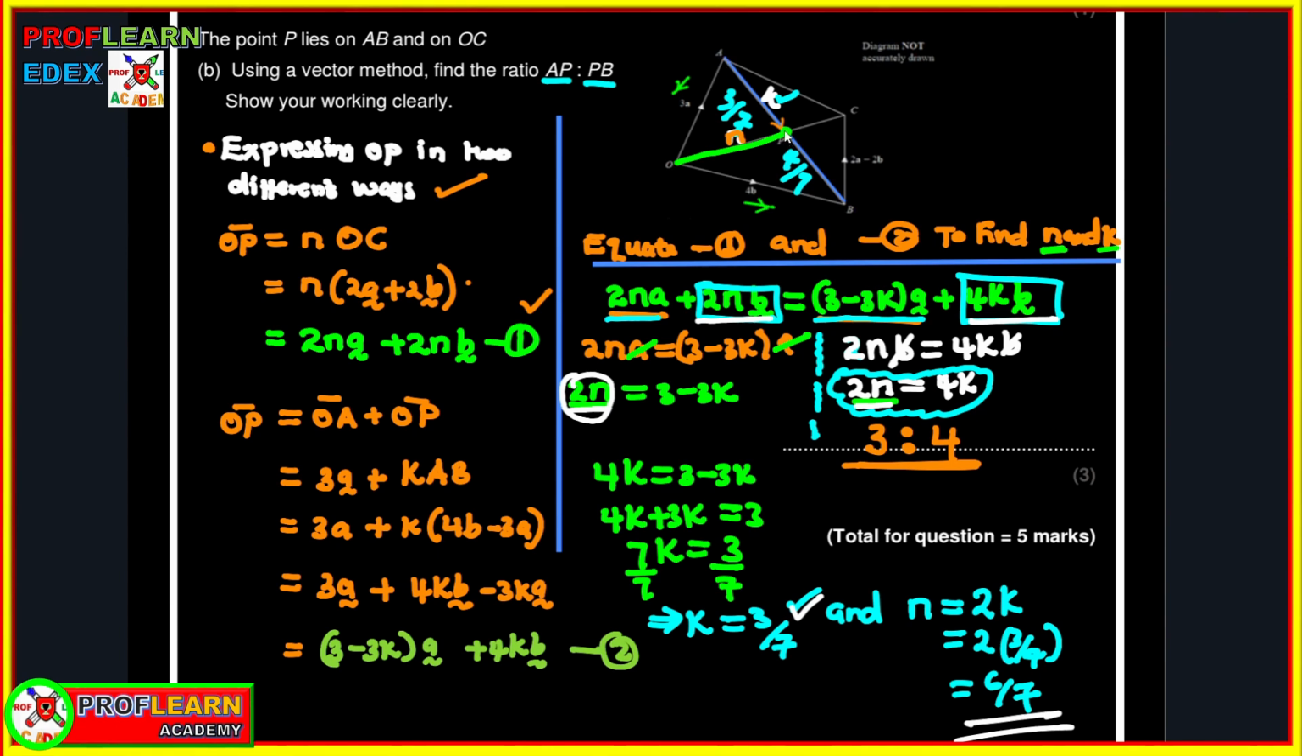Now, let's go back to the diagram, because we were told to find the ratio AP to PB. So we are going to use the value of k that we have gotten. Our value of k is 3/7. So this part is 3/7, this part is 4/7, right? So our ratio ends up being 3/4. Yes, that's what you are supposed to do in that case.